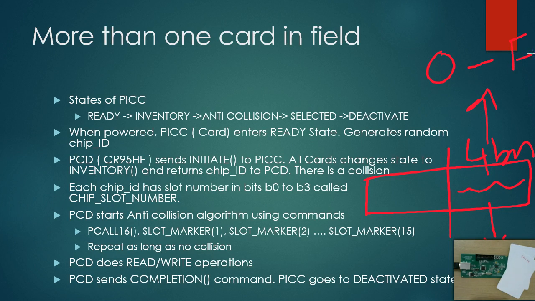This algorithm is called the time slot algorithm. I think the other algorithm is the probabilistic algorithm. So the documentation says SRIX4K is based on the time slot anti-collision algorithm. So it doesn't support the probabilistic one or anything like that.